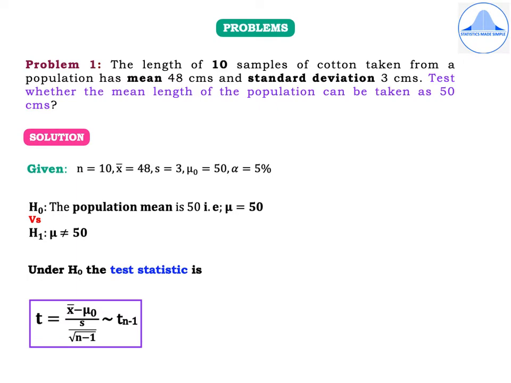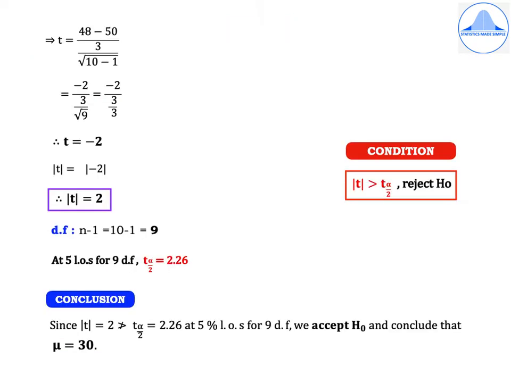Next, write the test statistic. So under H naught, the test statistic is t equal to x bar minus mu naught divided by s by root n minus 1, which follows t n minus 1. Now substitute all the values in the test statistic formula. So t is equal to 48 minus 50 divided by 3 by root of 10 minus 1, which is equal to minus 2 divided by 3 by root 9, which gives us minus 2 divided by 3 by 3. So 3 by 3 gets cancelled and is equal to 1. So finally you get t equal to minus 2.